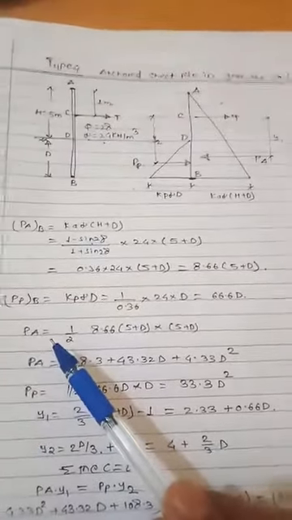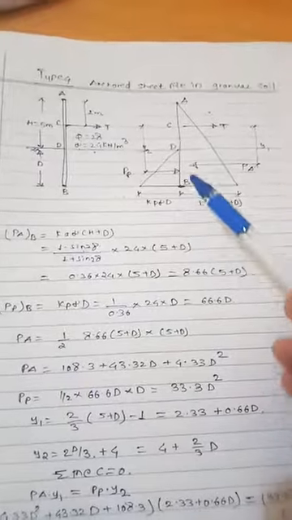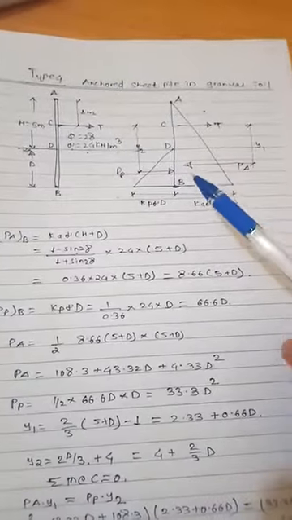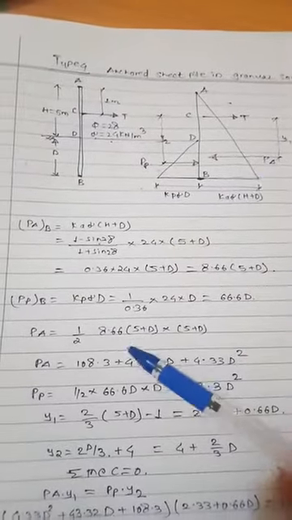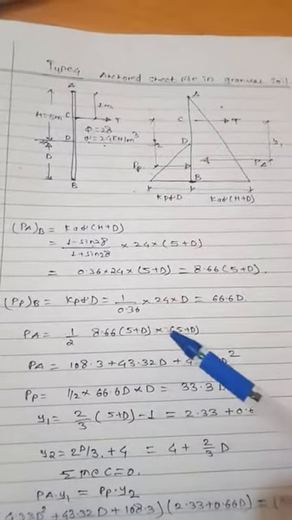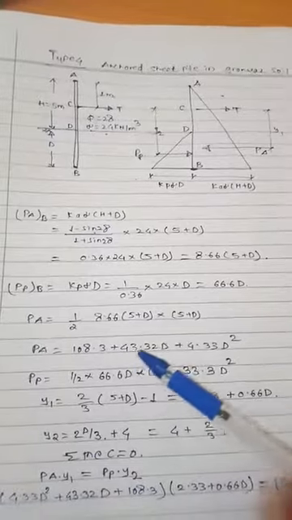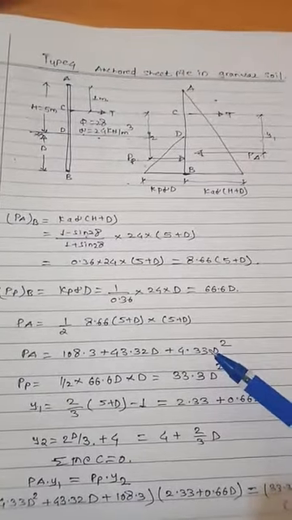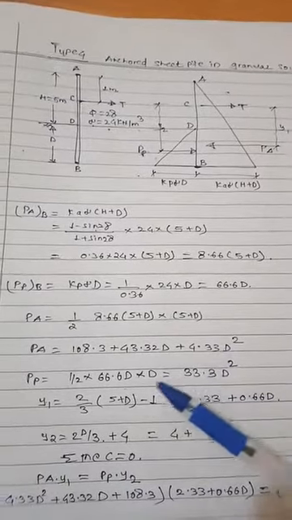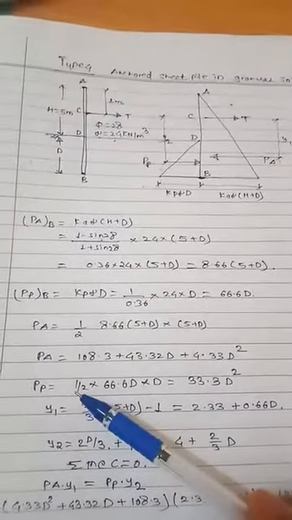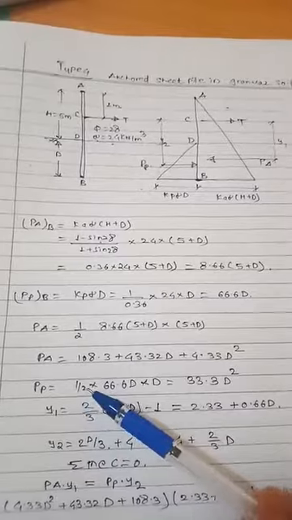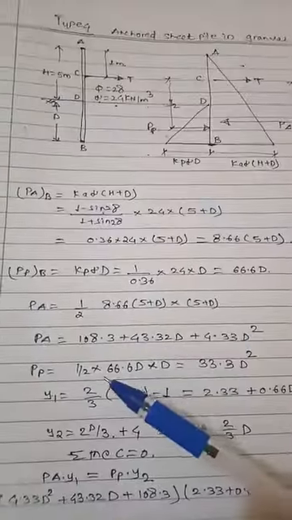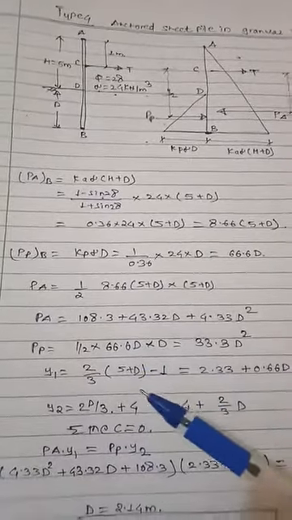Now find out the active force due to this triangular pressure distribution. Active force is the area of the triangle, 1 by 2 base into height. By simplifying this you will get the value 108.3 plus 43.32 d plus 4.33 d square. Now similarly find out passive force, that is the area of this triangle, so it is 1 by 2 base into height.